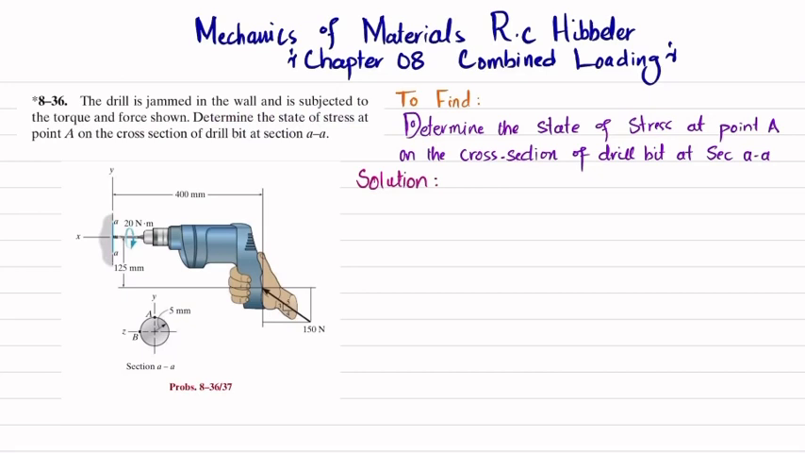Welcome back. Problem 8-36, taken from Mechanics of Materials by R.C. Hibbeler, chapter number 8, combined loading. The statement of the problem is: the drill is jammed in the wall and is subjected to the torque and force shown. Determine the state of stress at point A on the cross section of the drill bit at section AA. You can see this is the drill bit. This is the force that is acting at an angle. The magnitude of the force is 150 Newton. This drill is jammed in the wall and the torque T applied is 20 Newton-meter.